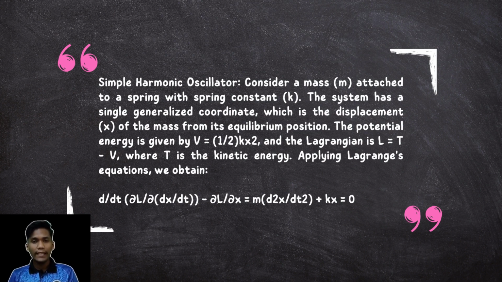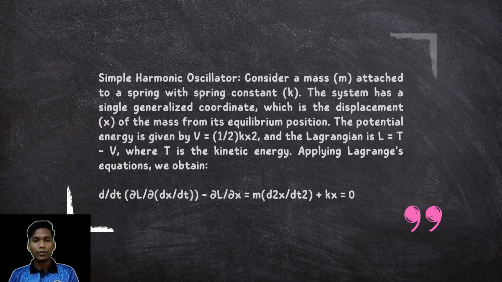The potential energy is given by V equals half kx squared, and the Lagrangian is L equals T minus V, where T is the kinetic energy. Applying Lagrange's equation, we obtain d/dt (∂L/∂(dx/dt)) minus ∂L/∂x equals m d²x/dt² plus kx equals 0.